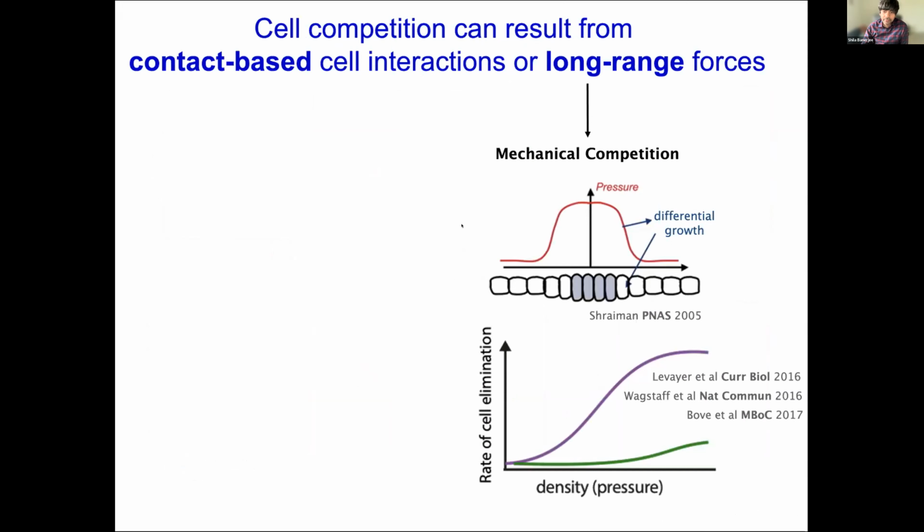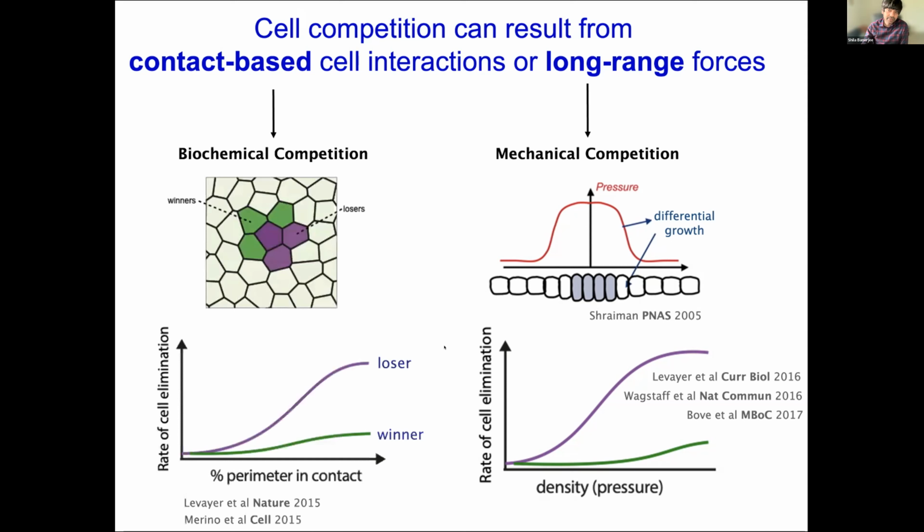So competition can result from two types of mechanism. One is mechanical competition, which can arise from differential growth. Like you mix a fast-growing population of cells with a slow-growing population of cells, there could be differential growth. And this differential growth results in pressure buildup. And the pressure leads to increase in density. And the rate of cell elimination increases with the density, right? So this is shown here in cartoon because there was no quantification available before we came into the field and studied it. So I'm going to go through that in a bit. But so this is mechanical competition. The other competition that I talked about before was the biochemical competition, where the rate of elimination of cells depends on how much perimeter is in contact, okay?